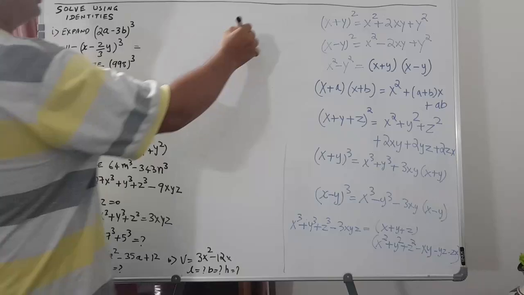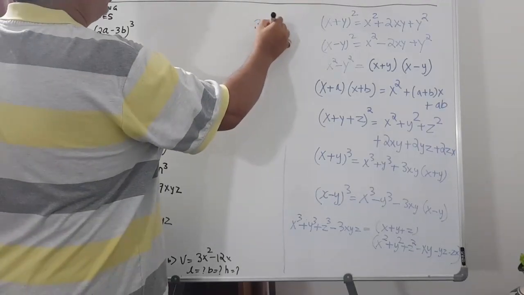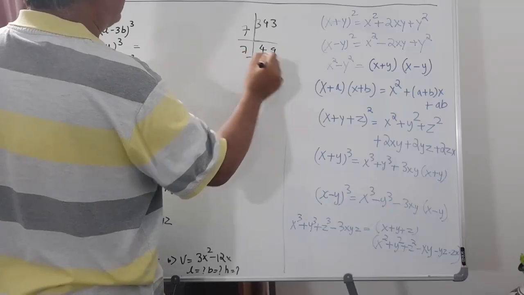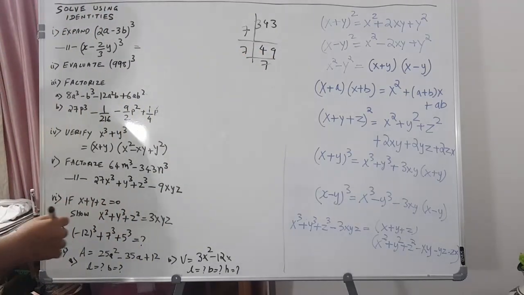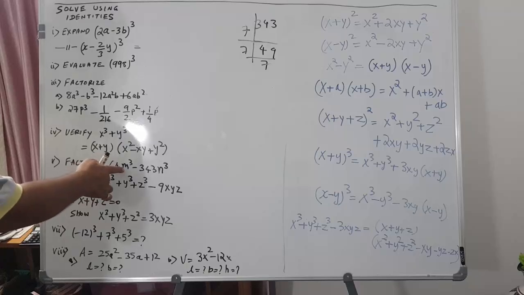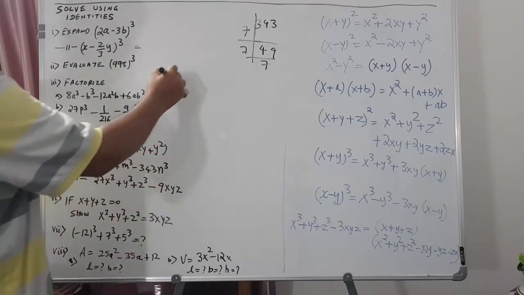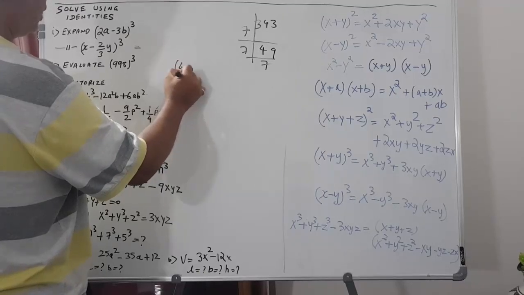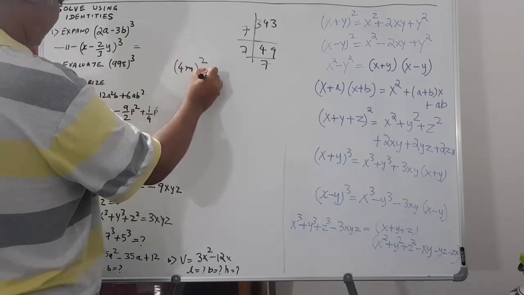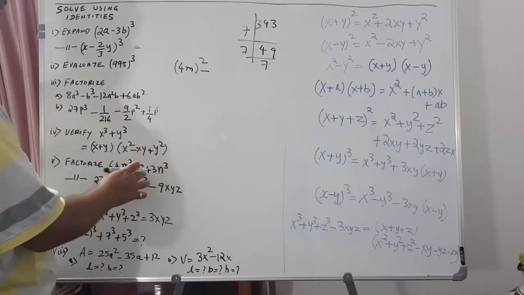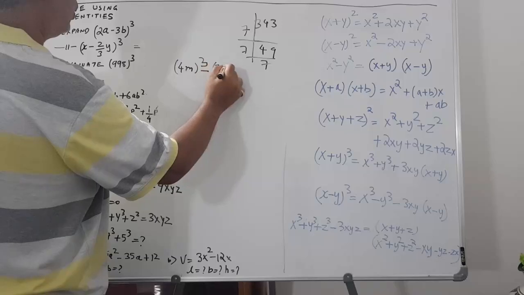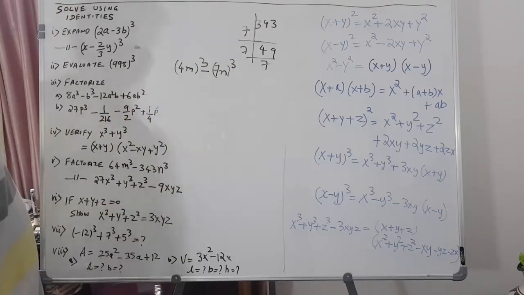Factorize 64 m cube minus 343 n cube. Again 343, let's see what is the root of this. So it is actually 7 cube. 343 is 7 cube. Okay, so here we have 64 m cube minus 343 n cube, that is nothing but 64 is (4m) whole cube minus (7n) whole cube.